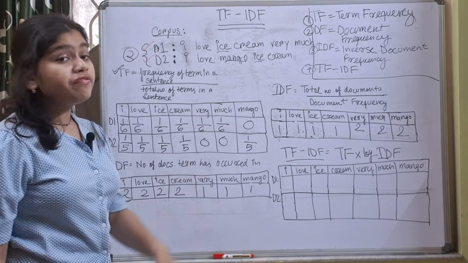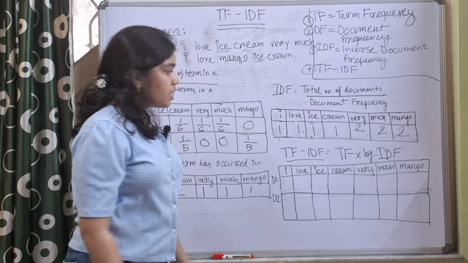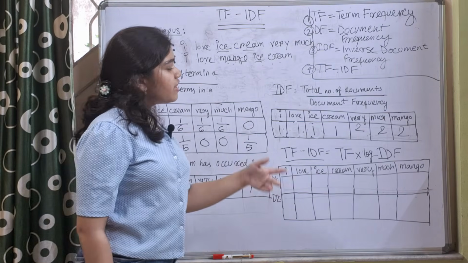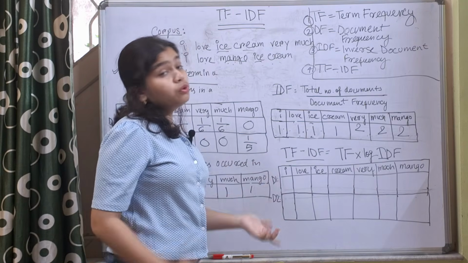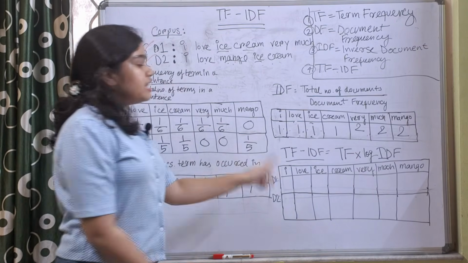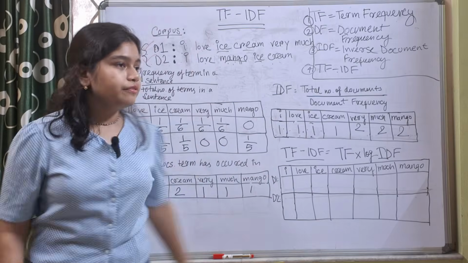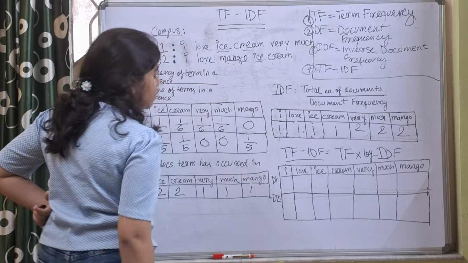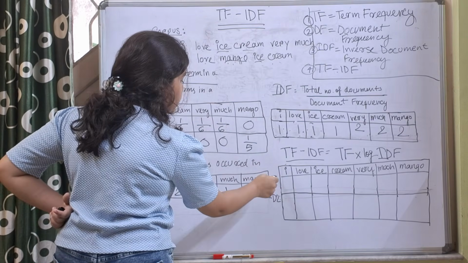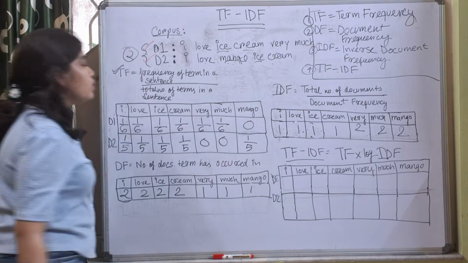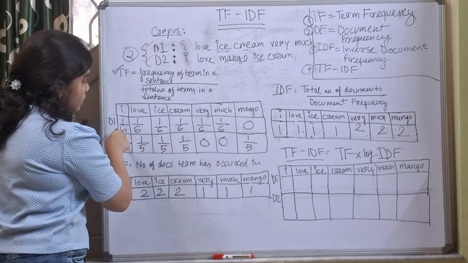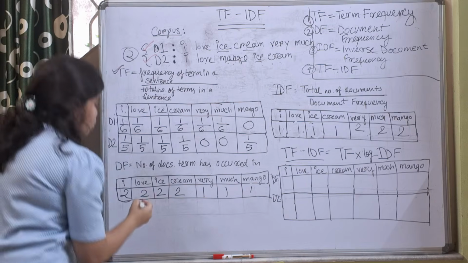And lastly, we have TF-IDF. Okay. TF-IDF means TF into log of IDF. TF into log of IDF. For the word I, if we consider document 1, here you can see document 1, the term frequency in document 1 for I is 1 by 6.